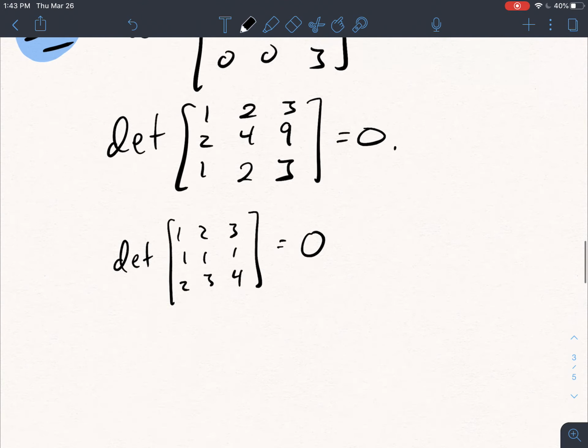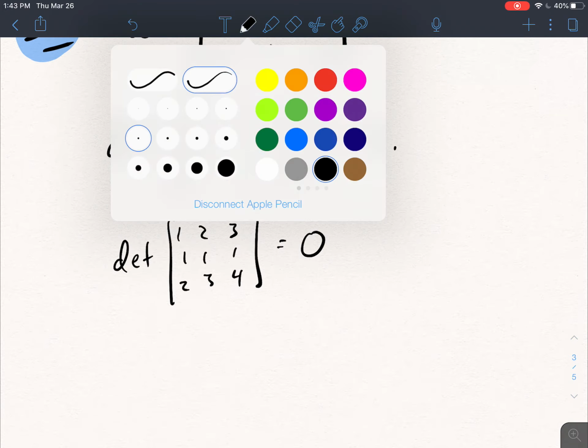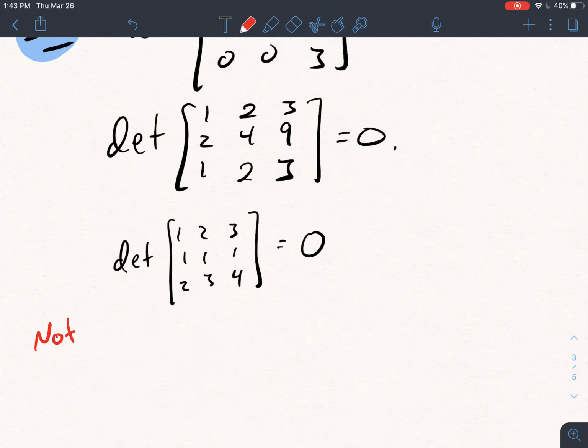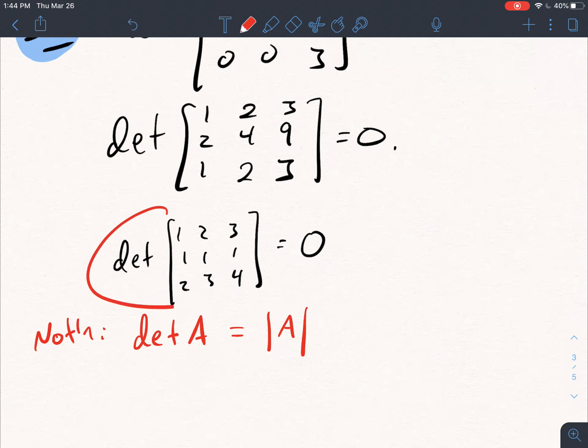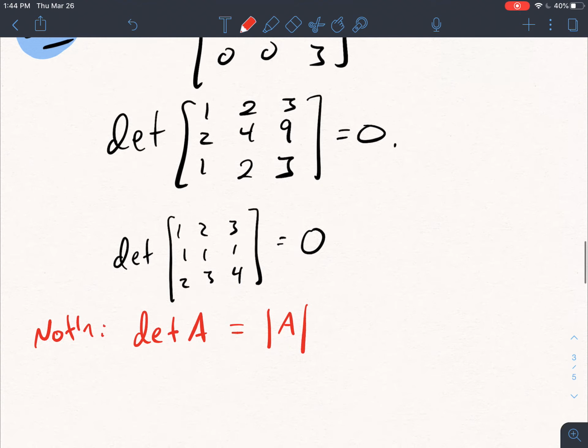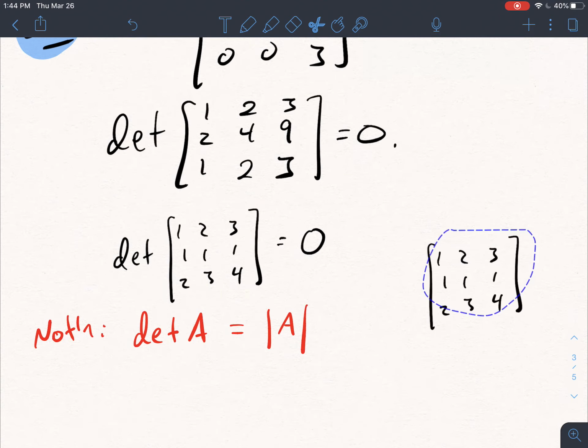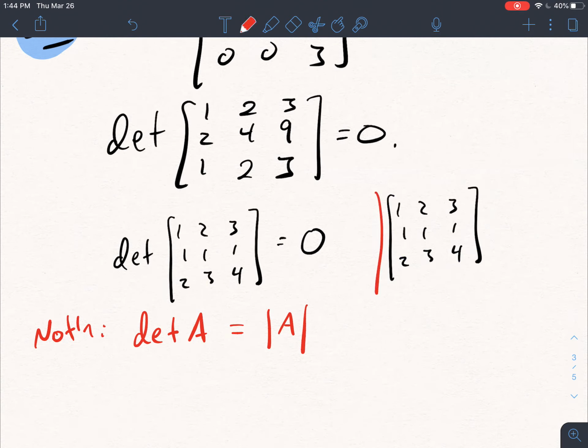By the way, some notation. Instead of writing determinant of a matrix, we will sometimes just write vertical bars for the determinant. In particular, let me copy and paste this so it goes a little faster. You would not write this matrix with vertical bars around it. That's not what I mean.